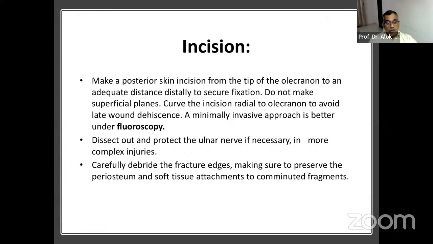But once it comes to complex injuries, you should identify and isolate the ulnar nerve. You should carefully debride the fracture edges, making sure to preserve the periosteum and soft tissue attachments to comminuted fragments. And that's why we said that a minimally invasive approach is better under C-arm rather than opening up all and making the fragments avascular.